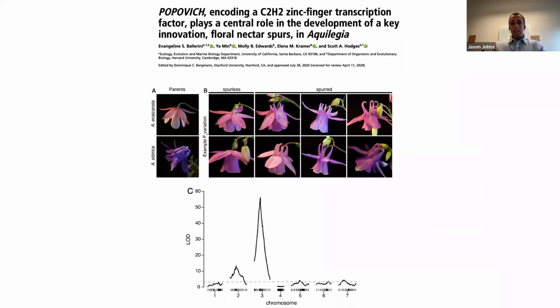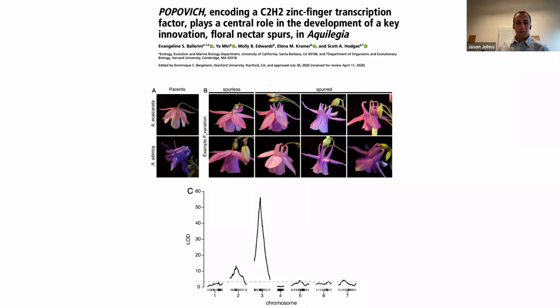And excitingly, just a couple of years ago, a former postdoc in our lab found a gene that is really important for making nectar spurs. In fact, it's crucial for making nectar spurs. And that was Evangeline Ballerini, who is a mentor of mine, definitely walked me through the analysis that I'm about to present to you today for my own research.